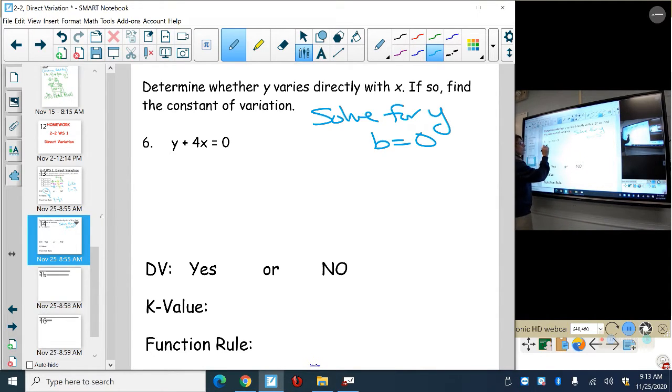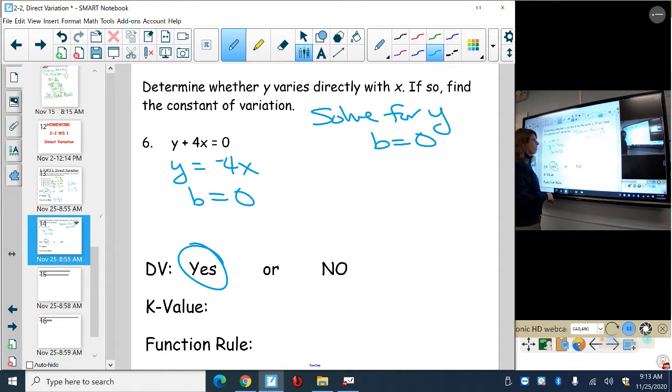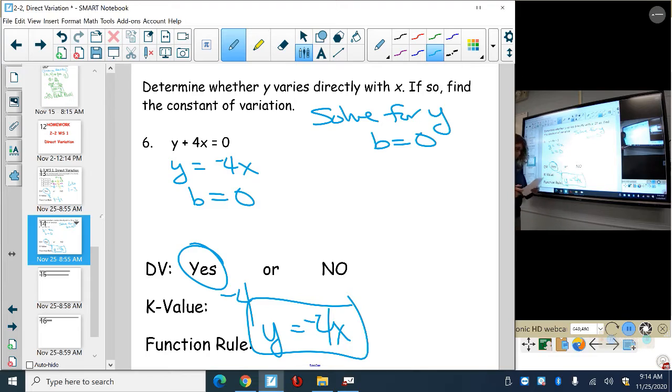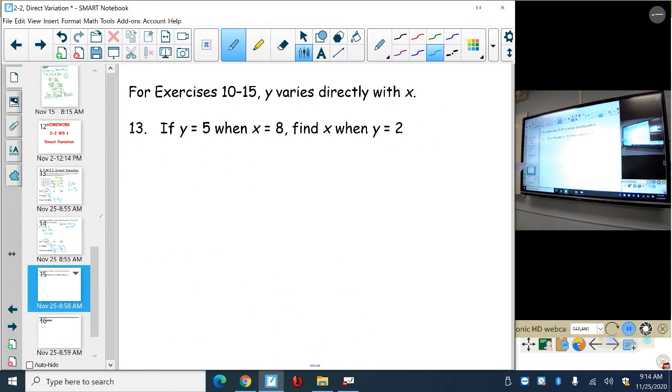So if I solve this for y, y is equal to -4x. My b value is equal to 0, so yes, this is direct variation. My k value is -4, and what is my function rule? Y equals -4x. Okay? That is going to be like problems 1 through 9. Now, the next set is 10 through 15.